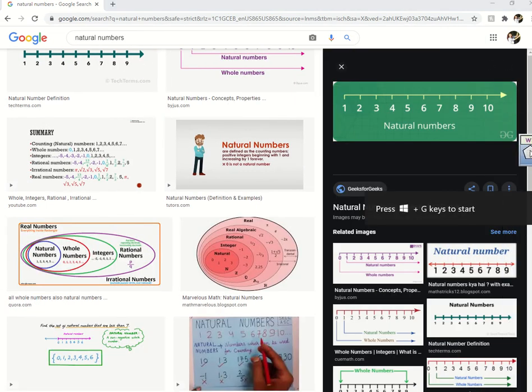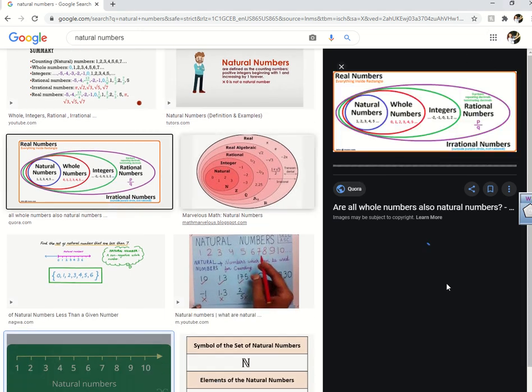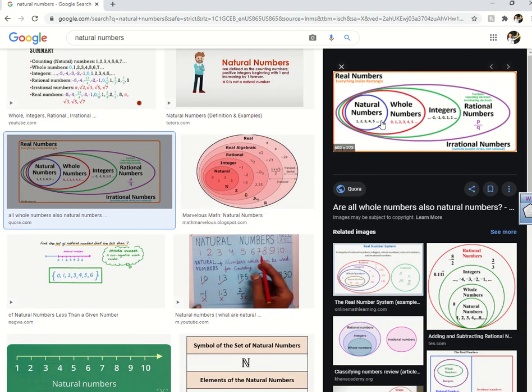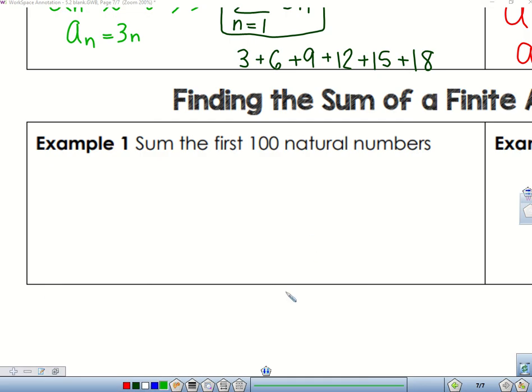Natural numbers, what do you notice that natural numbers start at? 1. Natural numbers always start at 1, okay? You can see the different sets of numbers. Natural numbers start at 1. So what's my A1 value going to be? Good. My A sub 1, my first term, is going to be 1, because I know the natural number set starts at 1.